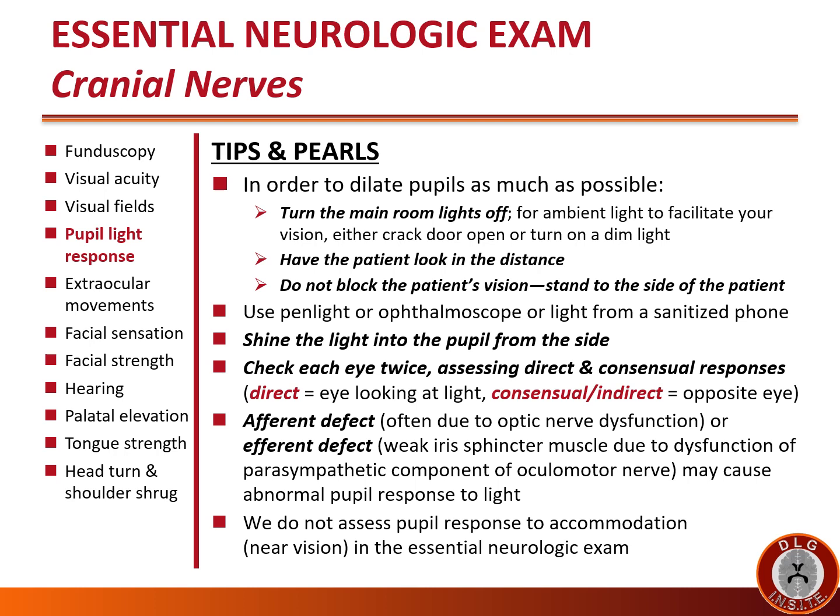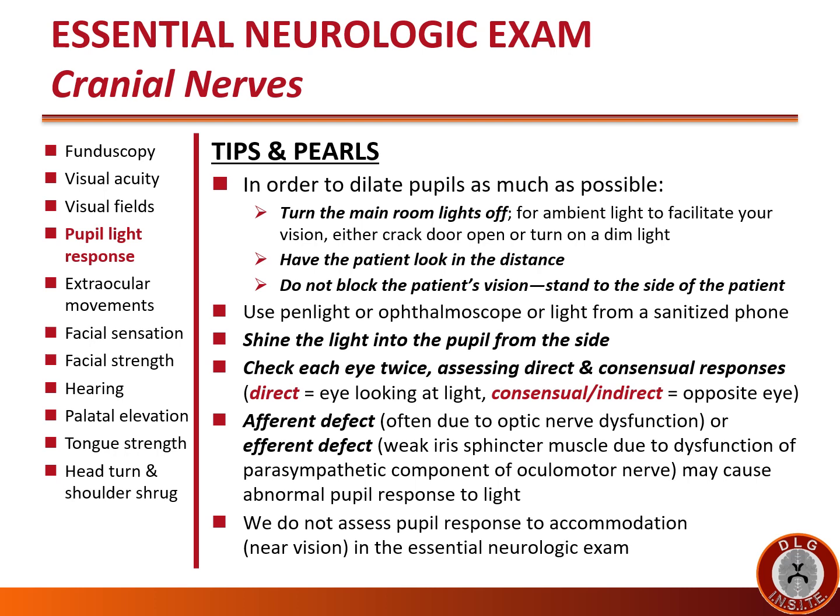Use a pen light or ophthalmoscope or light from a sanitized phone. Shine the light into the pupil from the side. Check each eye twice, assessing both the direct and the consensual responses. The direct response is the eye looking at the light. The consensual response, also known as the indirect response, is the opposite eye.